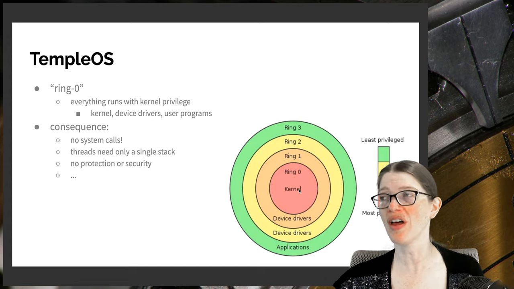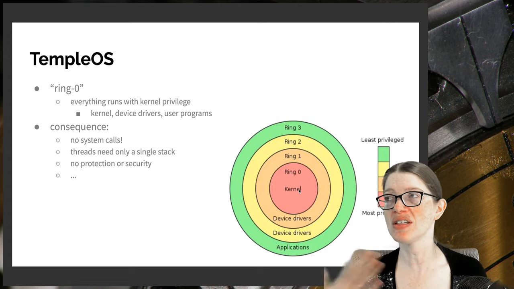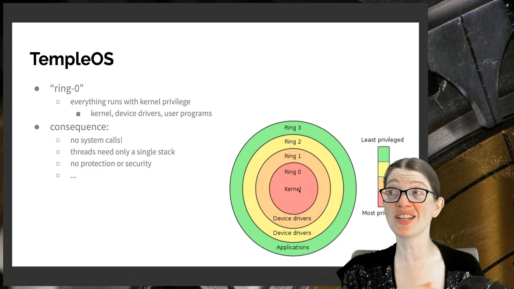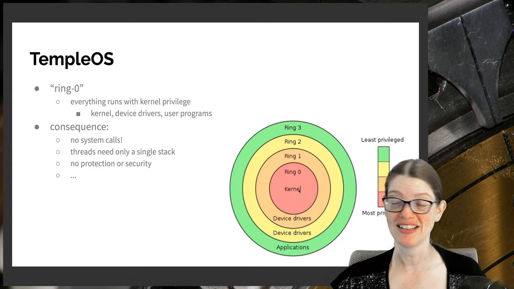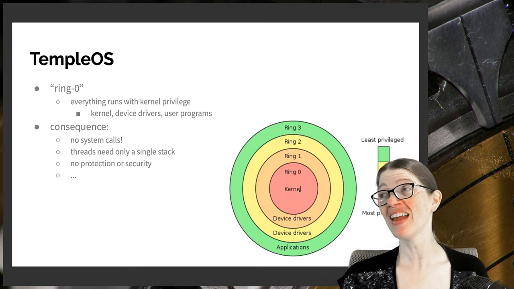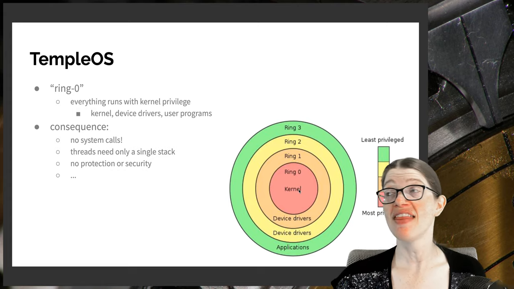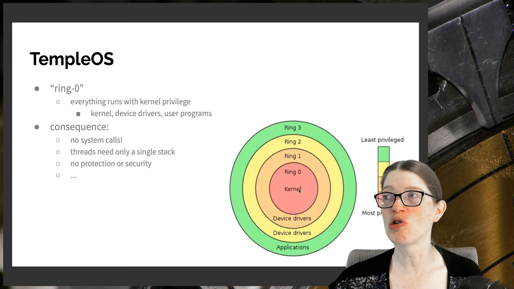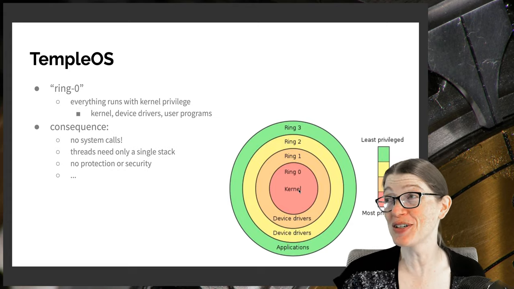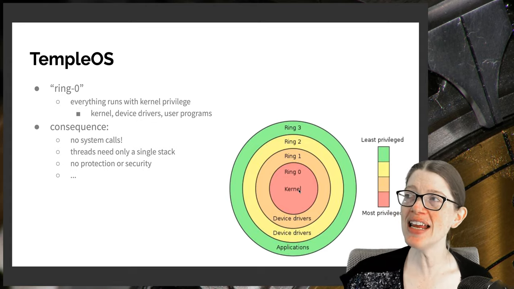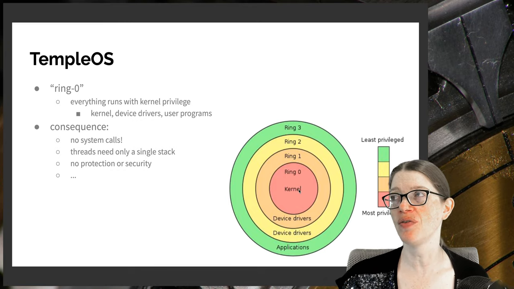It's so much work. If everything runs in kernel privilege, there's no system calls. You just make a direct call to whatever function you want. You want a fork of process? Great. Call fork and you're done. It's great. Obviously, however, this offers no protection, which means that if a user program wants to directly access password files or change directory structures, maybe maliciously, they can do that. Now, why wasn't this a big deal for Temple OS?